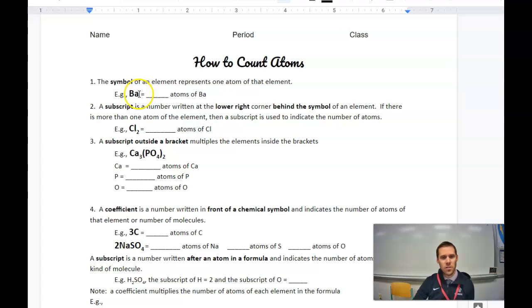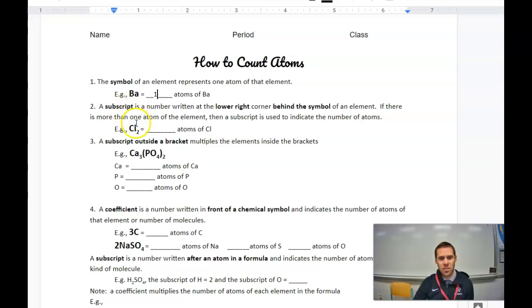So let's backtrack to our first example. How many atoms of Ba do I have? Well, I don't see a subscript, which identifies how many atoms that we have in that element. I don't see a coefficient, which tells us how many molecules, a coefficient is in front of the number, or in front of the element symbol, or in front of the chemical formula. So if I don't see a coefficient, I don't see a subscript, I'm going to assume that there is 1 atom of barium here, Ba.